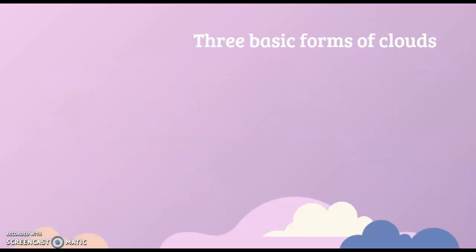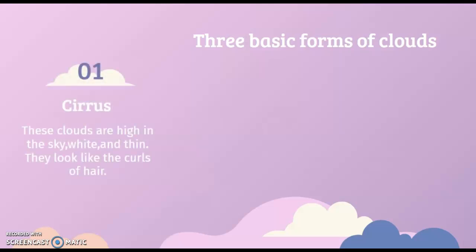There are 3 basic forms of clouds. The first form are cirrus clouds. These clouds are high in the sky. They are white and thin. They look like the curls of hair. Do you see how they kind of look wispy?